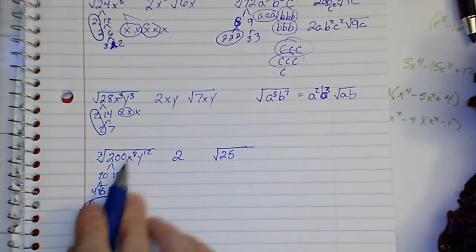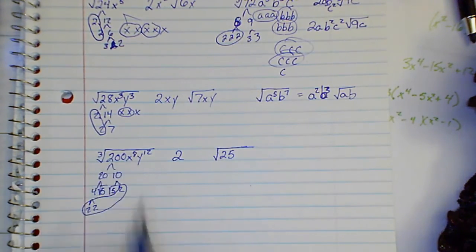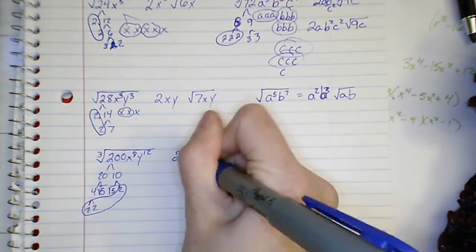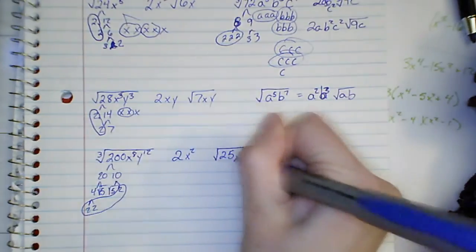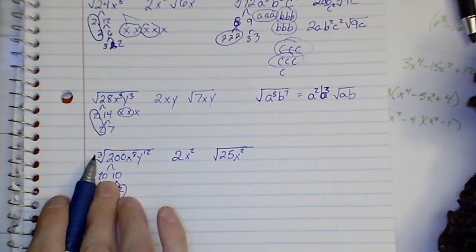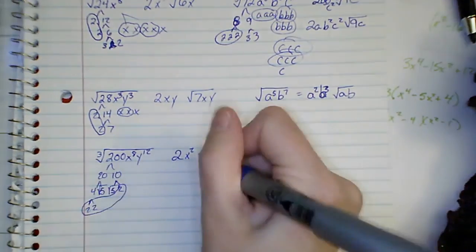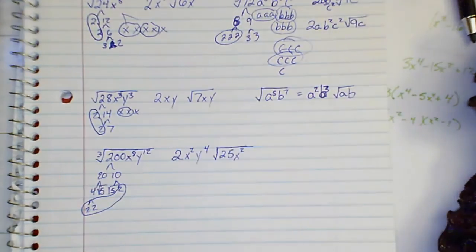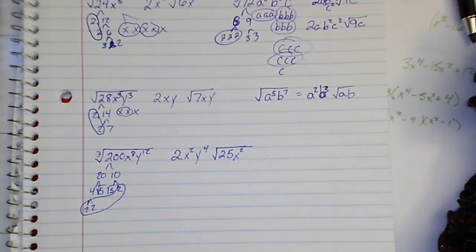Then we have x to the 8th. 8 divided by 3, well, 3 can go into 8 twice. 3 times 2 is 6, so that means we'll have a remainder of 2. And then y to the 12th, cubed root of y to the 12th, 12 divided by 3 is 4 with 0 remainders. So we will not have any y's under the cubed root at this point.